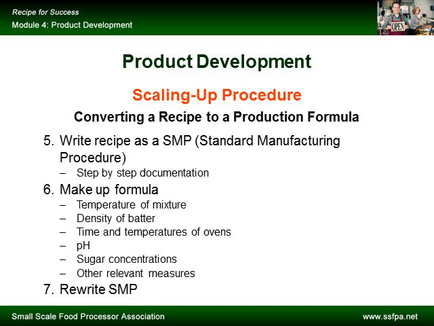You need to write the SMP, incorporating the objective parameters and setting them as standards for the steps in making up the formula. For example, instead of saying mix on high for 3 minutes, say mix until a specific gravity of 0.8 grams per cc is attained.